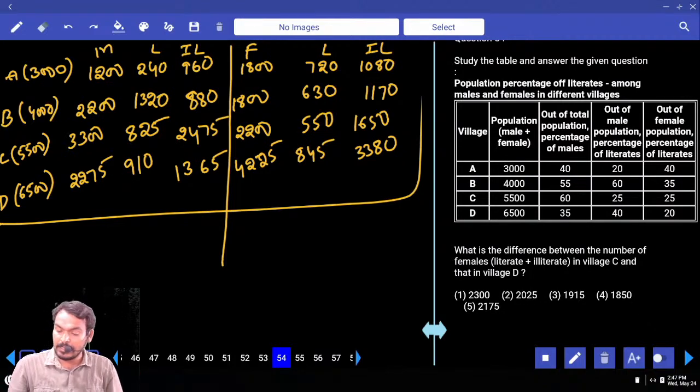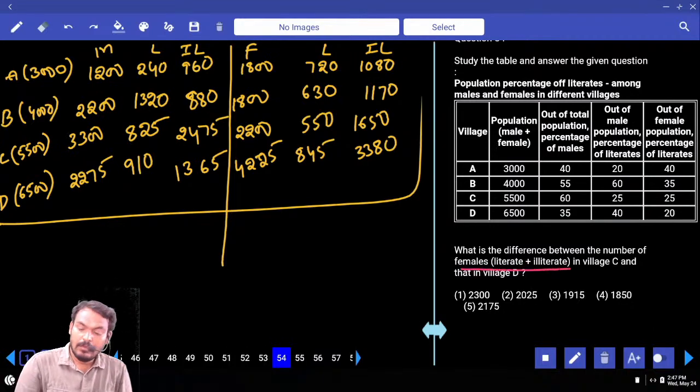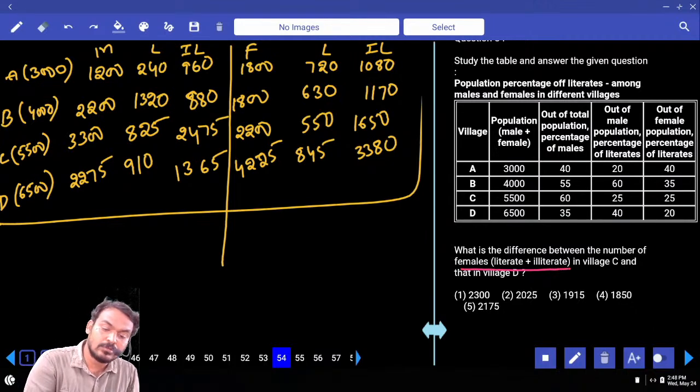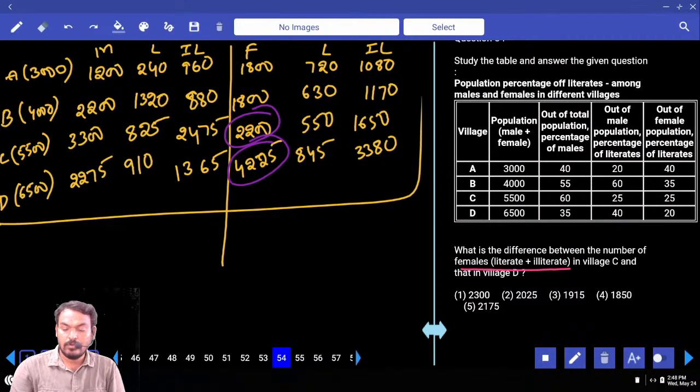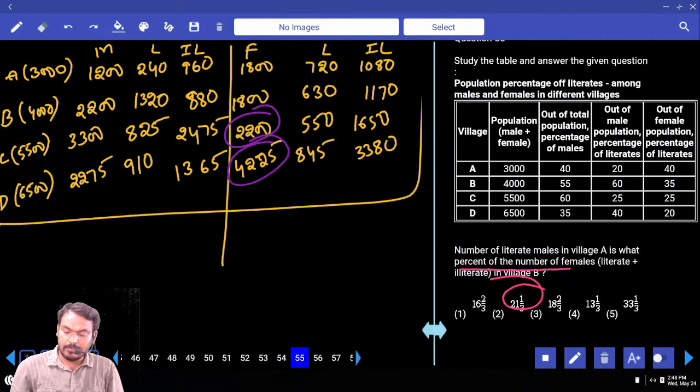Next 55. What is the difference between the number of females literate plus illiterate in village C and that in village D? Literate plus illiterate means total population. Only females. Village C females is how much? 2200. Village D females 4225. What is the difference? 2025.